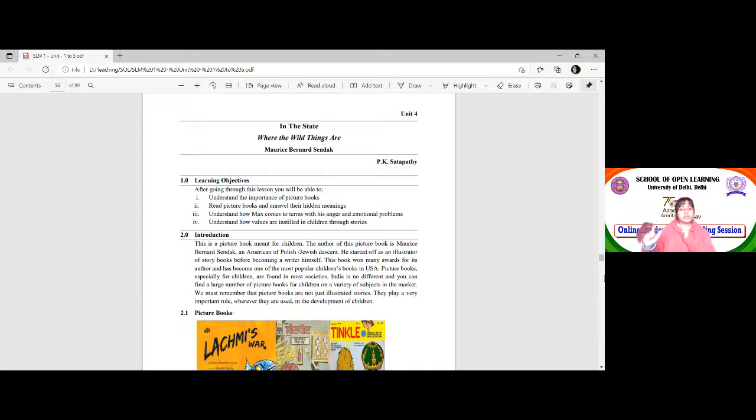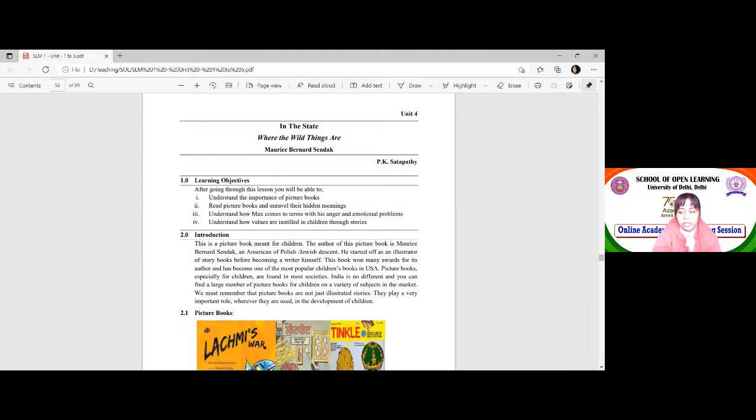So you can see that the difference is always important. And just to point out that difference, it's good to know where the person is coming from who is writing this book. So Maurice Sendak, like I said, is a Polish Jewish person, and he used to illustrate storybooks, and then he became a writer himself.